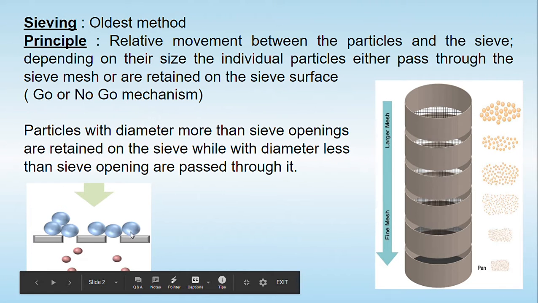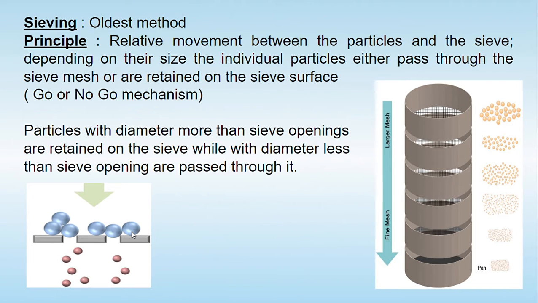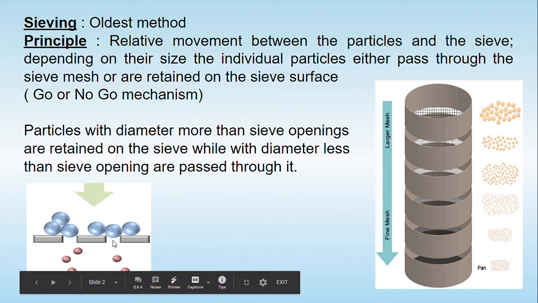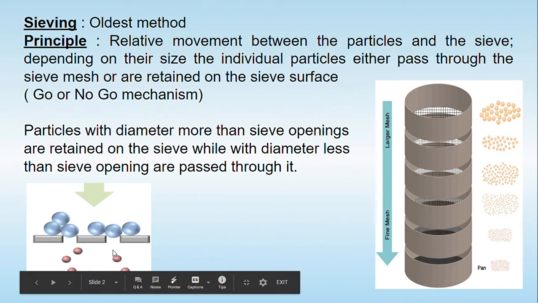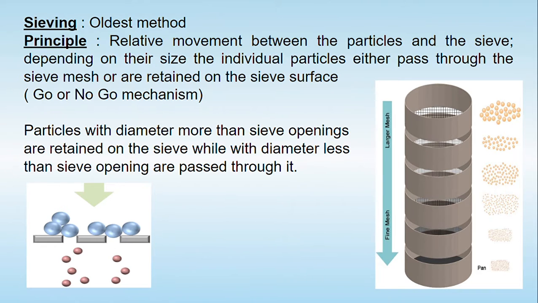It depends on the particle diameters. Here I have shown spherical particles, and this is the aperture side of the sieve opening. The particles whose diameter is greater than the sieve opening are going to remain on top, while the particles whose diameter is equal to or generally less than the sieve opening are going to pass through the sieve opening and come out from the other side. So it depends upon the go or no-go mechanism.